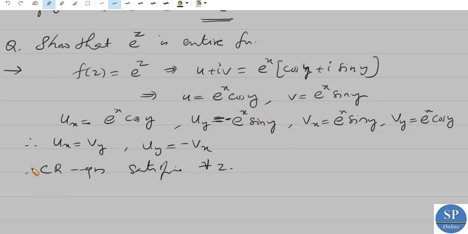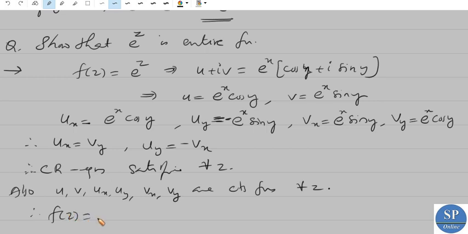So we have satisfied the sufficiency conditions for analyticity. You can also write that u, v, ux, uy, vx, vy are continuous functions for all z in the entire complex plane. So the sufficiency condition for analyticity is satisfied. Therefore, we can say that f(z) = e^z is analytic everywhere in the complex plane.